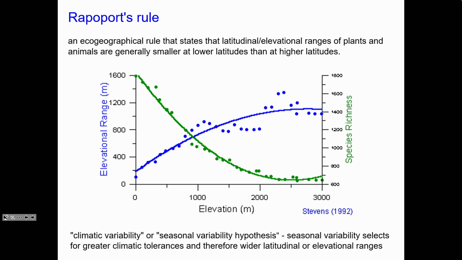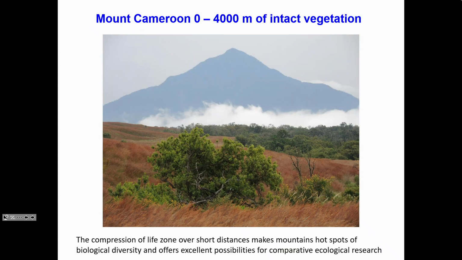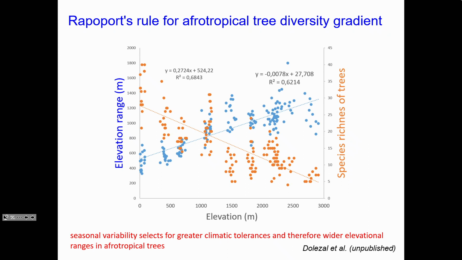So the Rappaport rule was confirmed in many cases, and it's usually associated with a decrease in species richness. We found support for the Rappaport elevation rule on Mount Cameroon for trees. Just a little side track. You can see that elevation ranges estimated by the Stevens method are increasing with increasing elevation, while species richness is linearly decreasing. But this is a tropical island. Mount Cameroon starts from the coast and goes to 4,000 meters. So it's pretty much delimited at both sides.